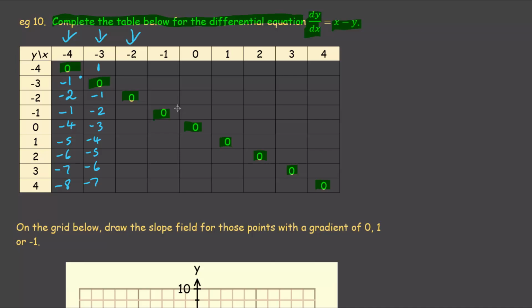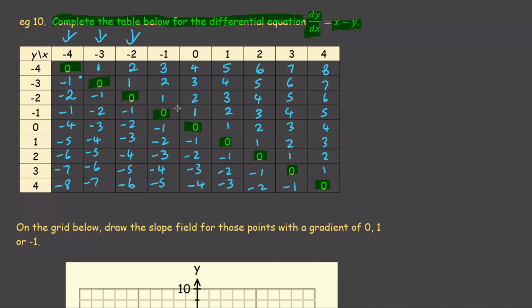Go down this one, negative 2. Negative 2 take away negative 4 is negative 2 add 4, gives us a gradient of 2. Then we'll have a gradient of 1, then 0, negative 1, negative 2, negative 3, negative 4, negative 5, negative 6. When we're taking away negative 1, it's going to be 3, then 2, then 1. And you can see exactly what's going to happen with all of these. So I'm just going to pause and fill it in.